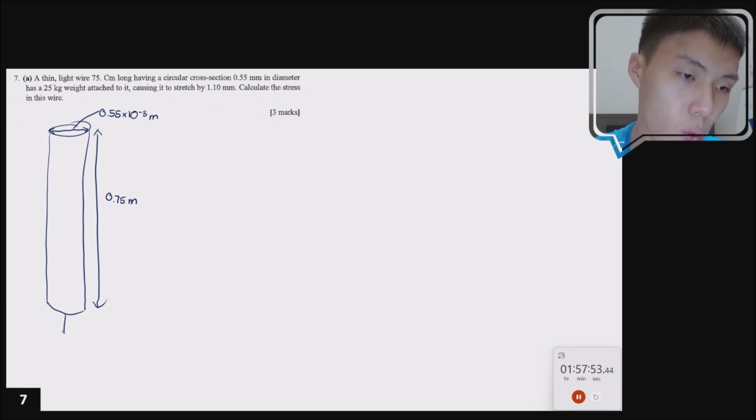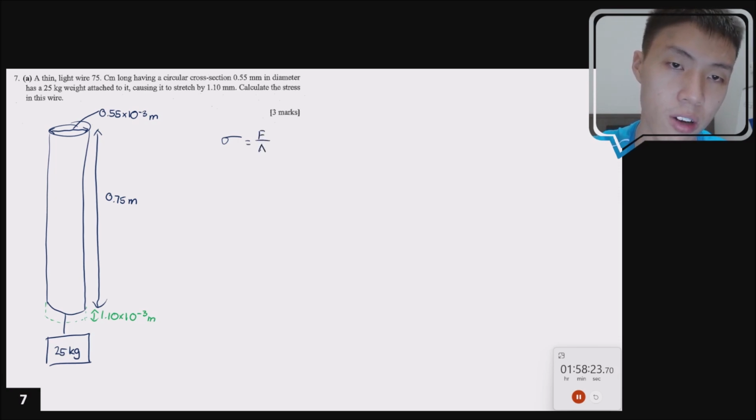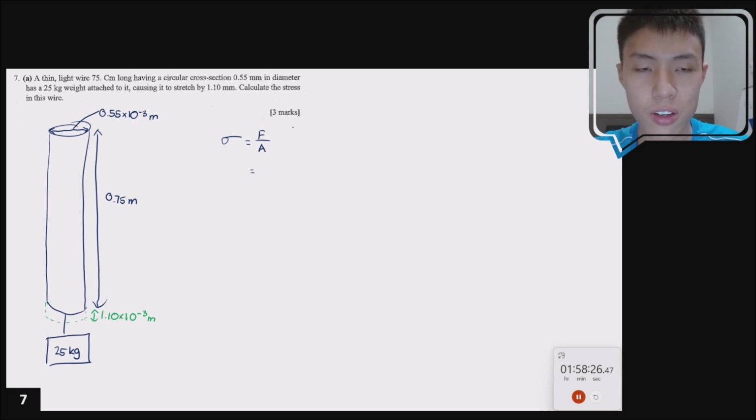And you attach a weight of 25 kg to it. After you attach this weight, this light wire undergoes an extension of 1.10 mm, times 10 to the power of -3 meter. Now they ask us to calculate the stress of the wire. Stress is sigma, which is force divided by area. So what is the force that results in this stress? What is the tension that is pulling them?